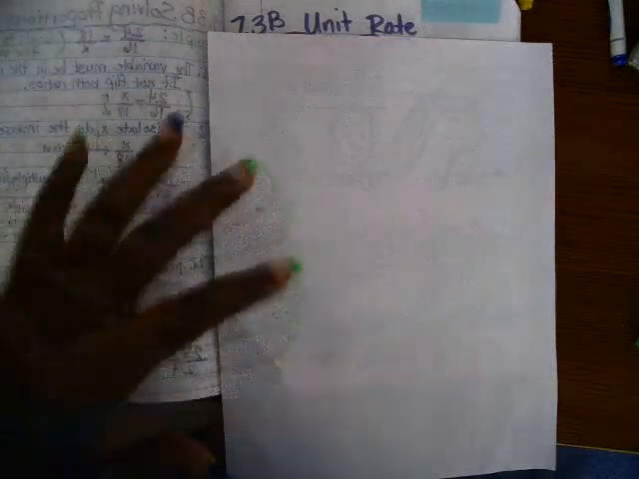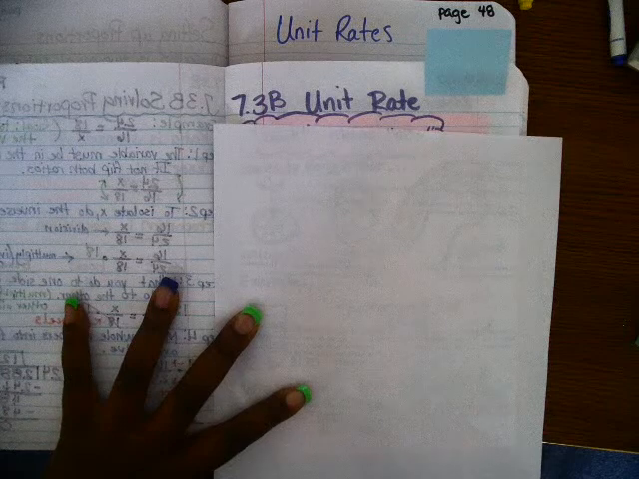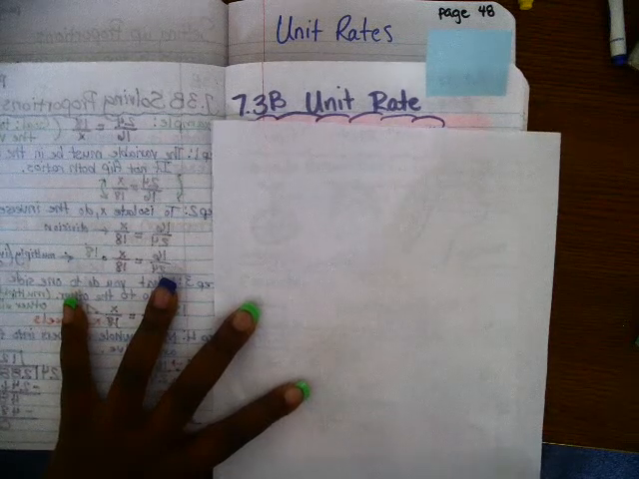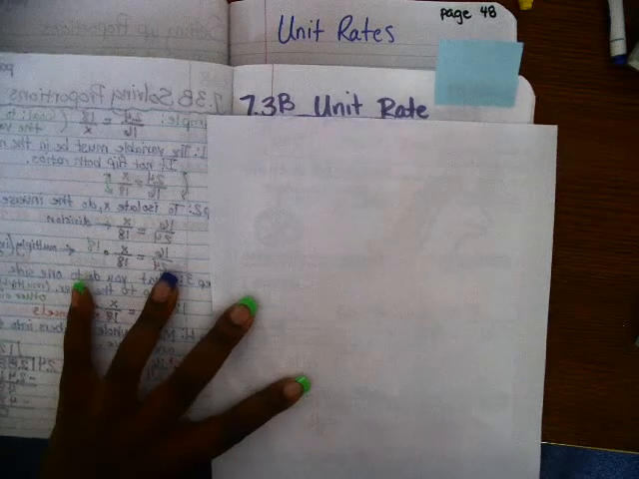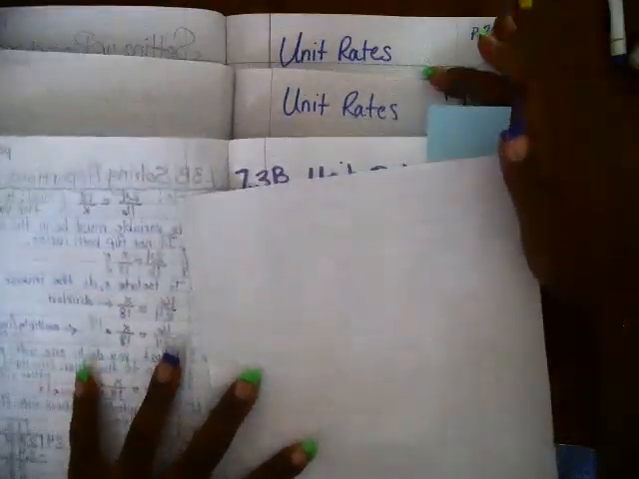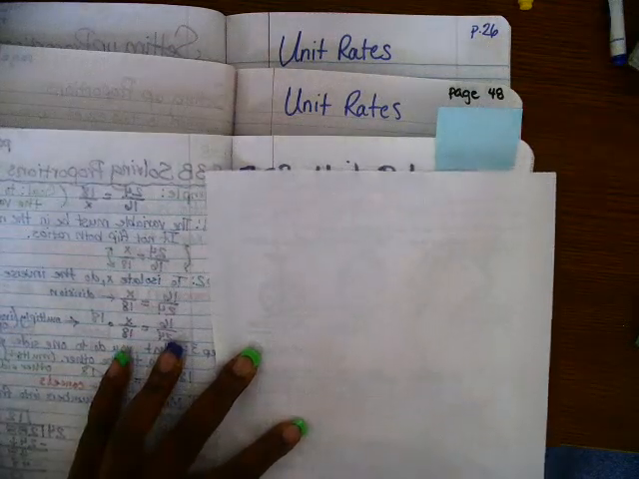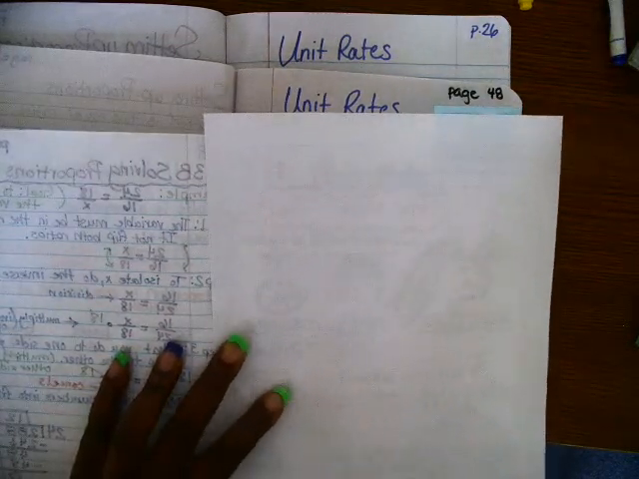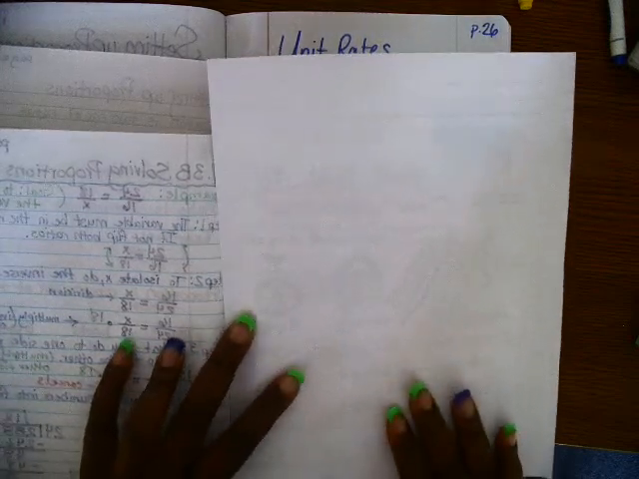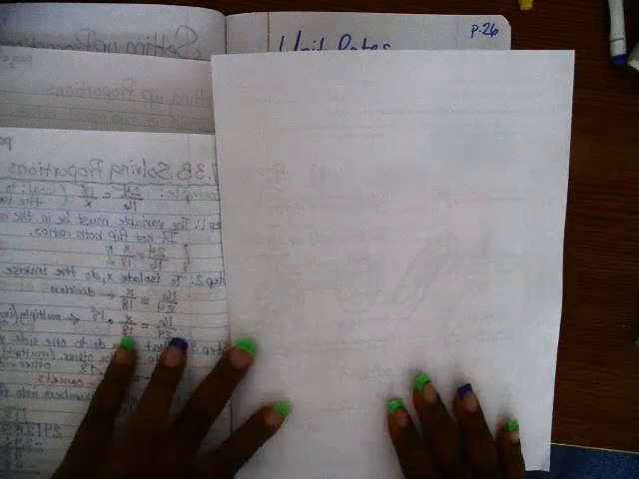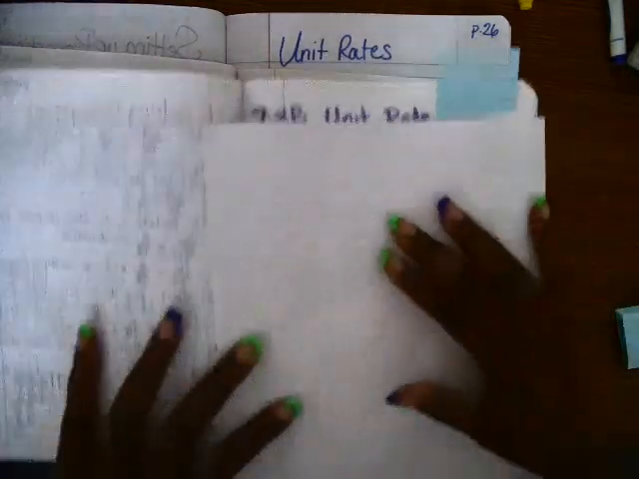Okay, so for my regular students, you're going to be on page 48 in your journal and you're going to title this unit rates. For my pre-AP students, you're going to be on page 26 in your journal. So regular students, which is periods 1, 5, and 6, you're on page 48. For my pre-AP students, 4th and 7th, you're on page 26. And both of your journals are titled unit rates.